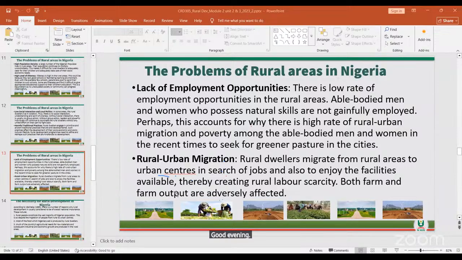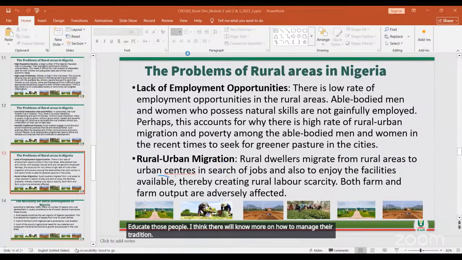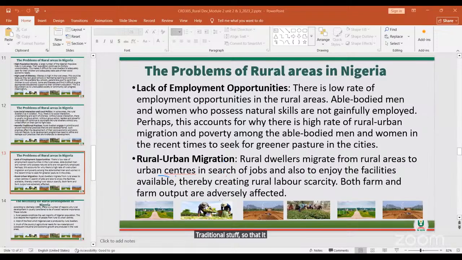My own contribution is what the government can do to help the rural area. If there's a way to educate those people, I think they will know more on how to manage their traditional stuff so that it will not affect the masses. And it will also change their ways of thinking. So one thing the government can do is to bring education into the community. I think that will help a lot.